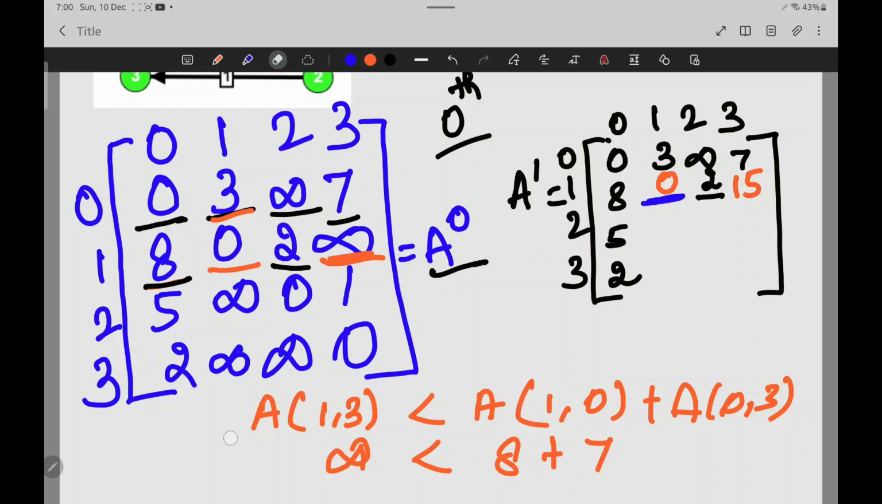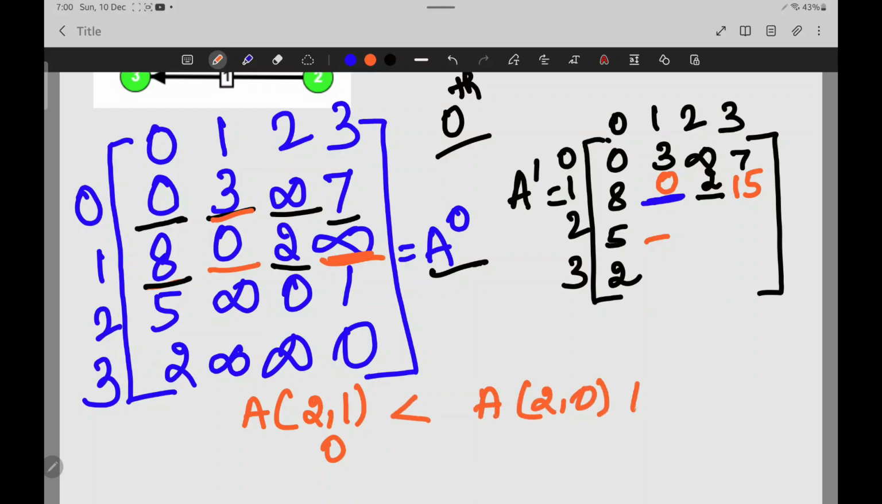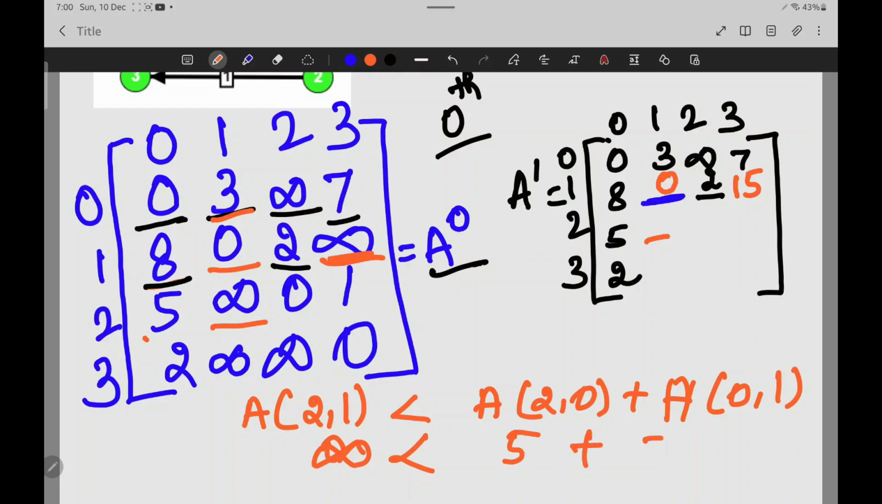Why? Because now that is the minimum value compared to the previous value, infinity. Therefore that value is replaced. Now we need to find the value of A of 2 comma 1 via 0. So this should be compared with A of 2 comma 0 plus A of 0 comma 1. So 2 comma 1 is infinity. 2 comma 0 is 5 plus 0 comma 1 is 3. So 8. So this is the minimum value. So this can be replaced. So infinity is replaced with 8.